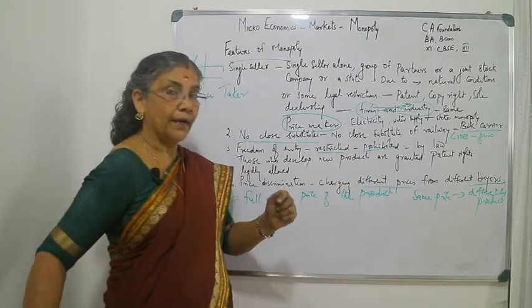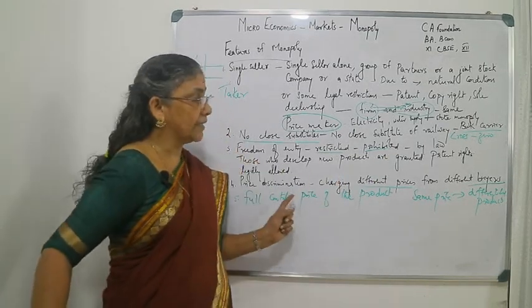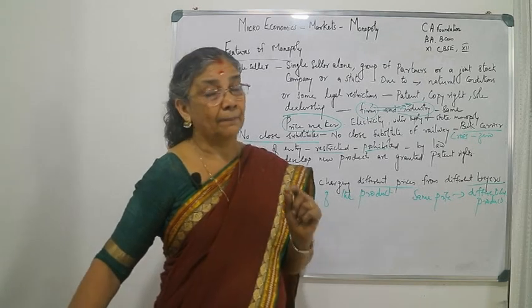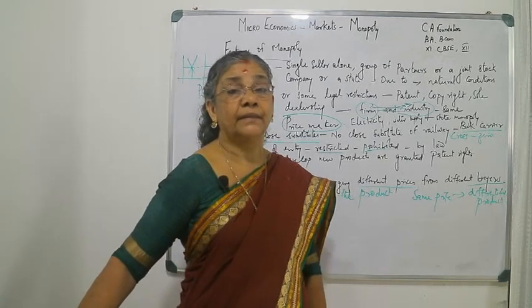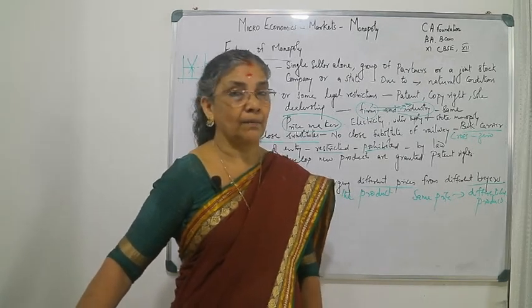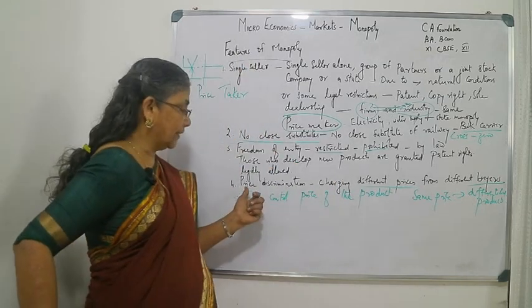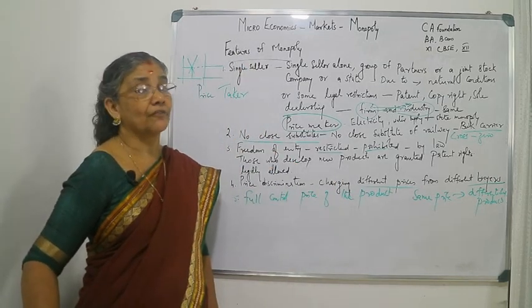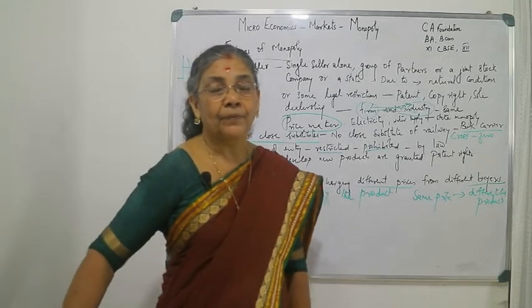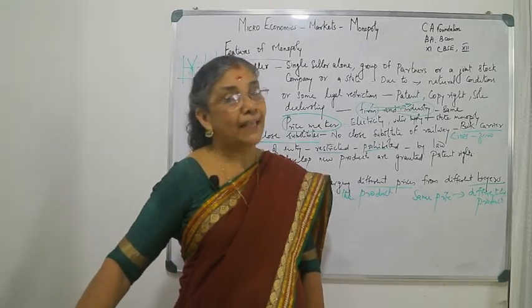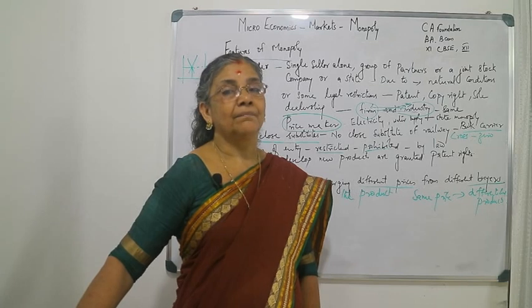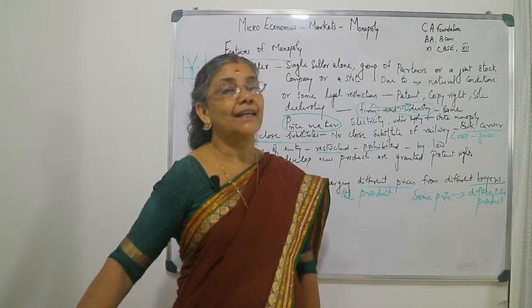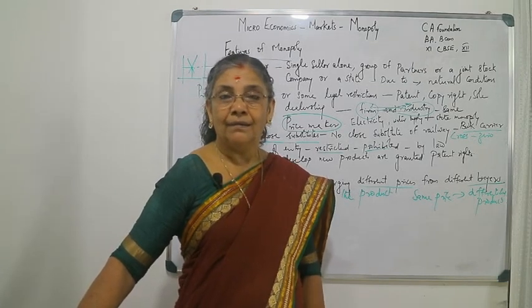Entry is prohibited by law, and new firms cannot enter into the industry because the government grants some patents or rights. Only those who hold them can produce that commodity. Coming to the next feature, price discrimination: imposing different prices on different buyers, or the same price for differentiated products. So this is regarding the features of monopoly.